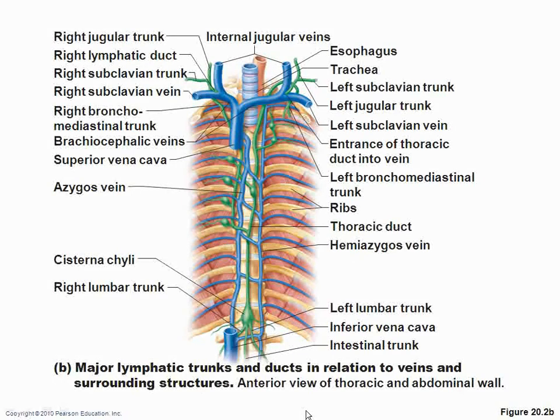There are two major lymphatic ducts. The two largest lymphatic vessels are called ducts. So look at the picture here. The one on the right, boy, it's tough. The lymphatic duct on the right is called the right lymphatic duct. Doesn't get any easier than that.